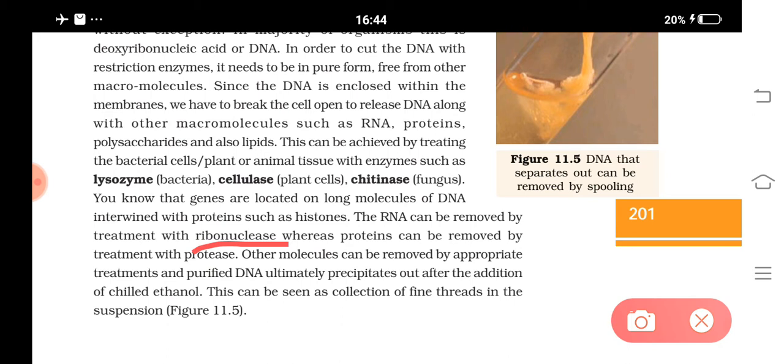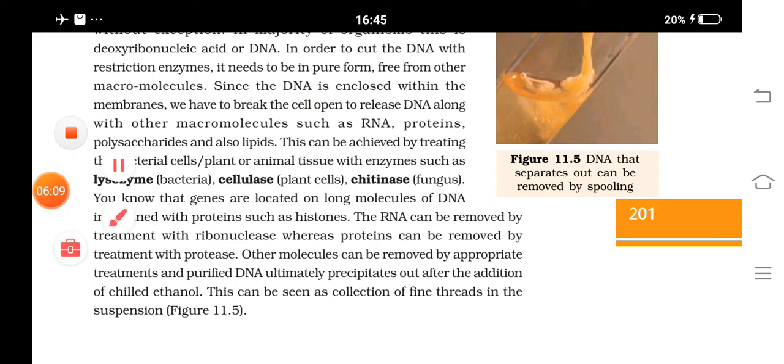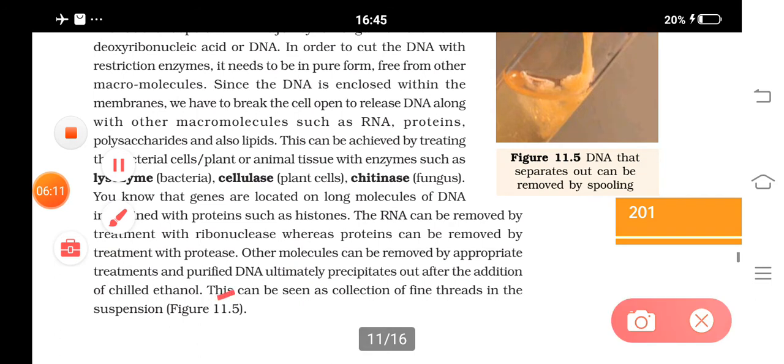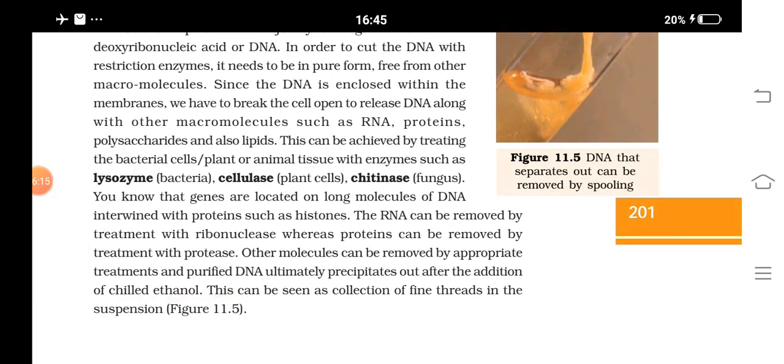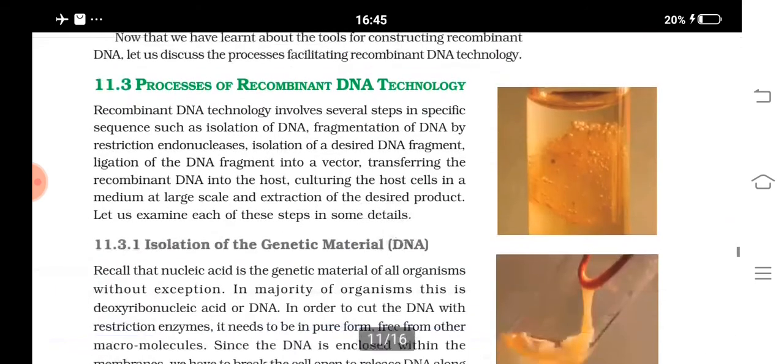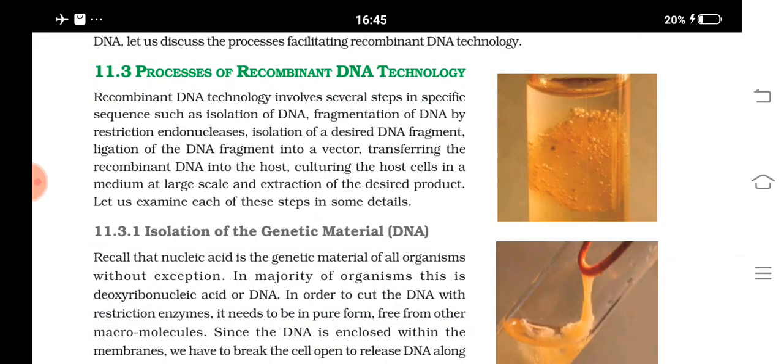Okay, and if protein has to be removed, then proteases are there. Understood? So likewise, various appropriate chemicals or enzymes are used to isolate DNA, removing all these materials from the DNA. And then if we add chilled ethanol, the DNA will get isolated and will be seen as fine threads in the suspension.